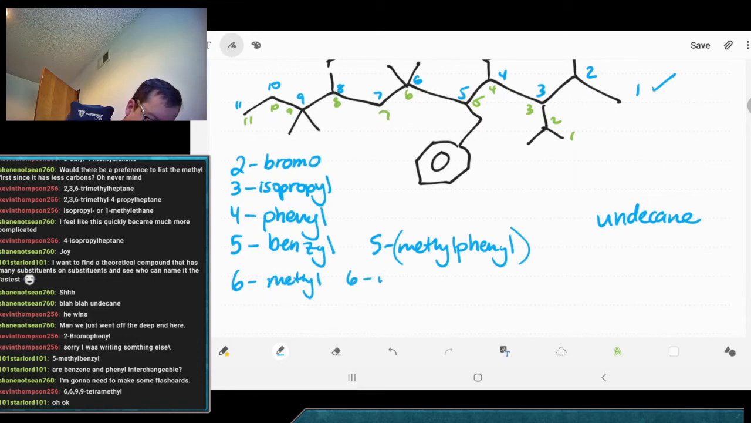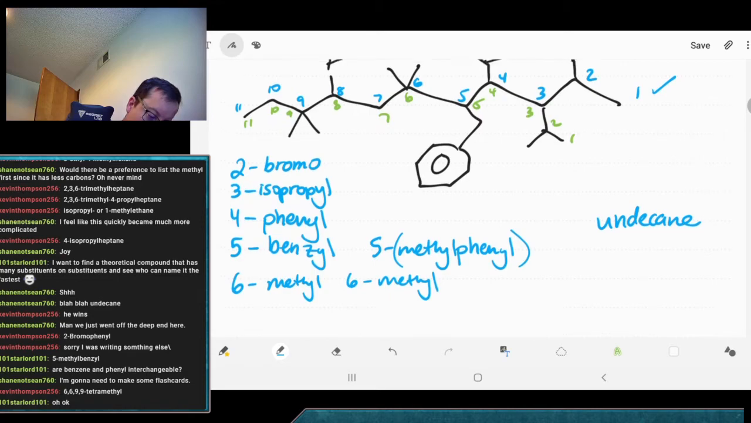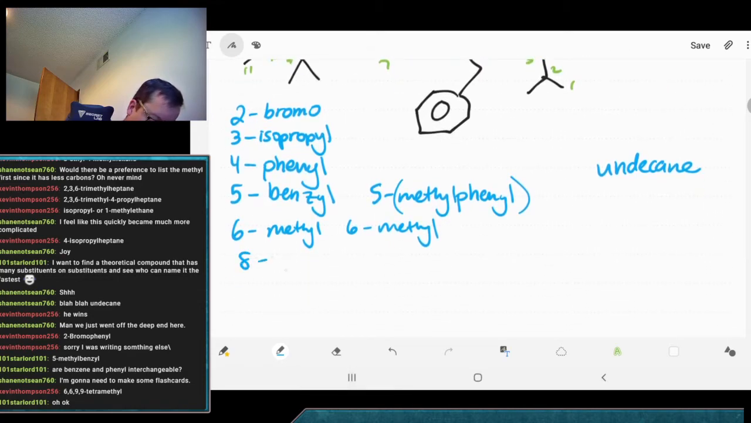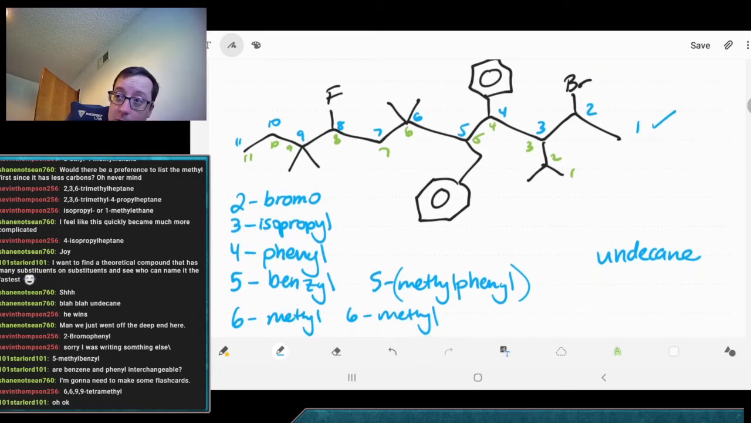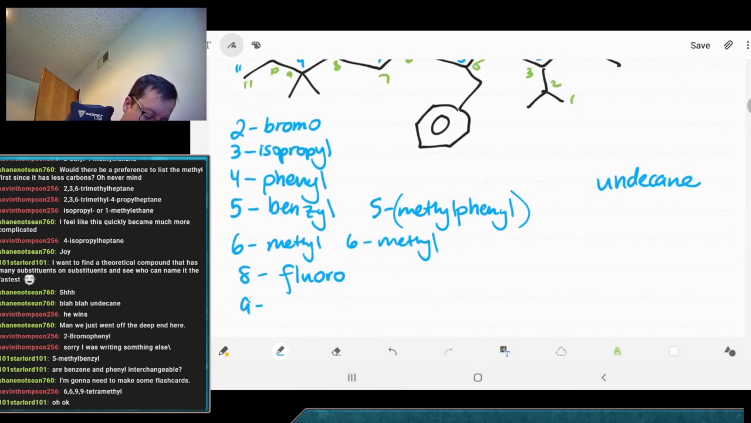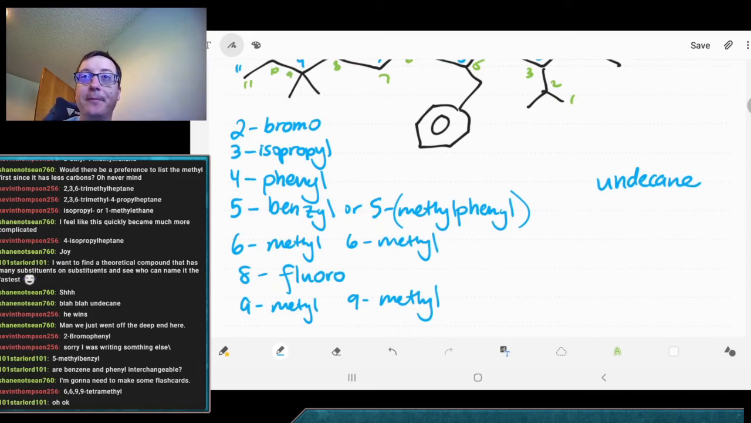On carbon 6, we have a methyl. Carbon 7, nothing. Carbon 8, fluoro. Carbon 9, 2 methyl groups. So 9-methyl, 9-methyl. Okay. So, here we go. We know it ends in undecane. We just have to arrange all this stuff alphabetically. So, that's all it comes down to.